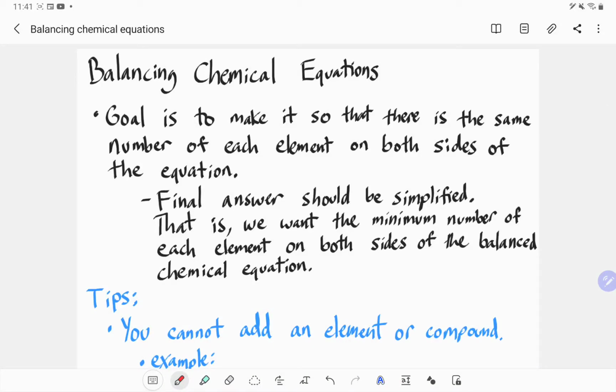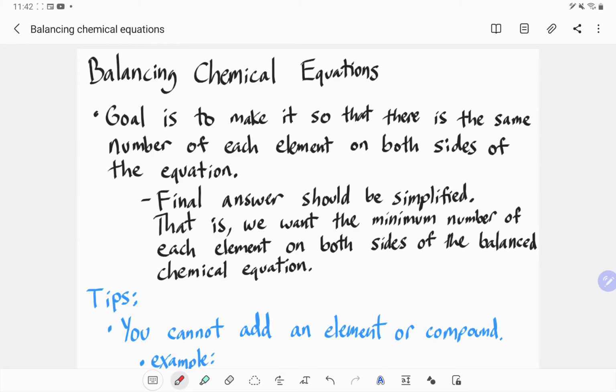In this video, we're going to be talking about balancing chemical equations and how it relates to the law of conservation of mass that we just covered in our last video. So in balancing chemical equations, our goal is to make it so that there is the same number of each element on both sides of the equation.